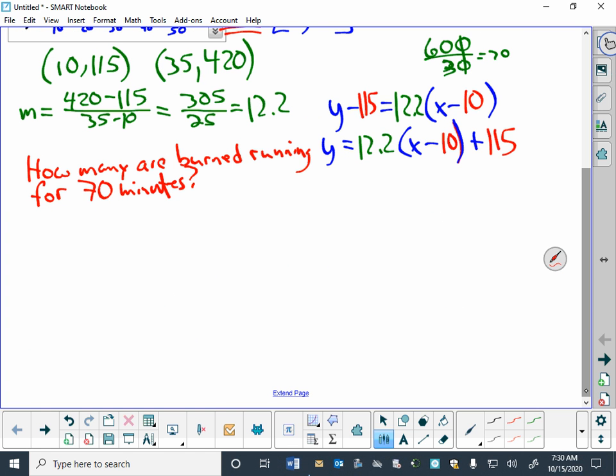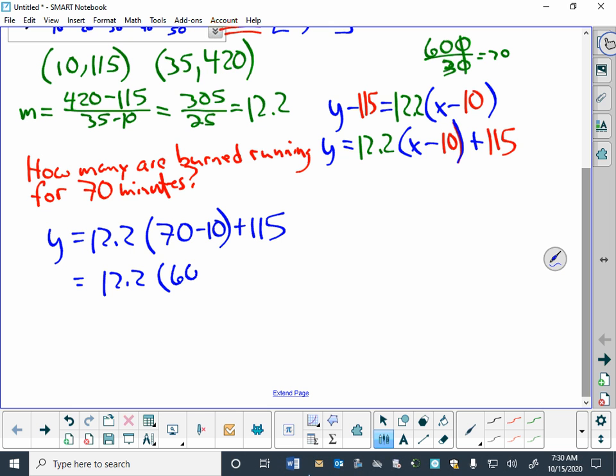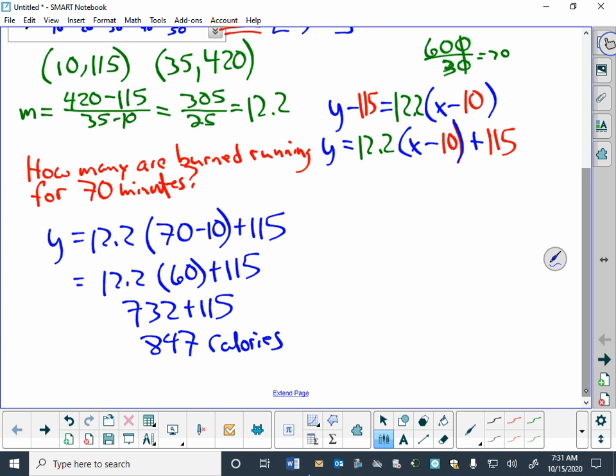And all that says to do is take this equation and put a 70 in for x. So y equals 12.2 times 70 minus 10 plus 115. That's 12.2 times 60 plus 115. 12.2 times 60, according to my calculator, is 732. Add 115 on there, we get 847 calories that are burned running for 70 minutes.